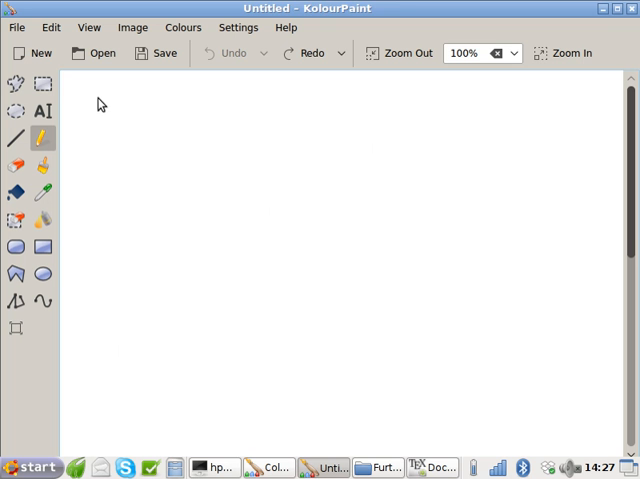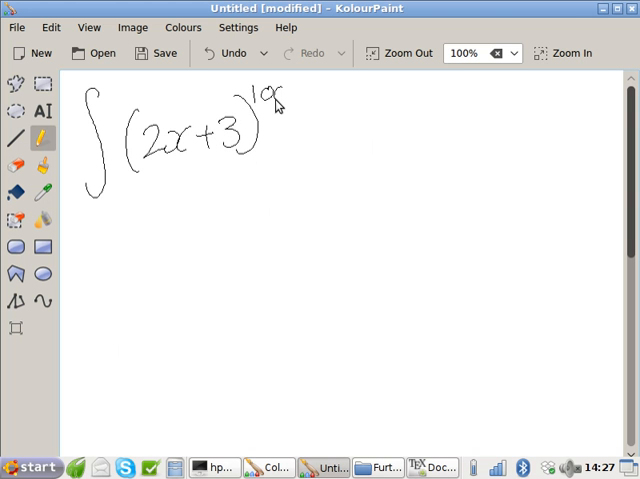Right, so let's say I'll give you this one. And I'll get you started. What should you let the u equal to help you here? 2x plus 3. Okay, try this for me.